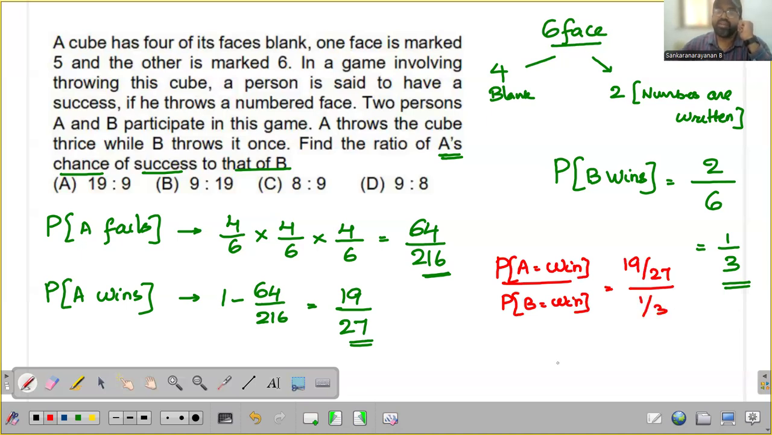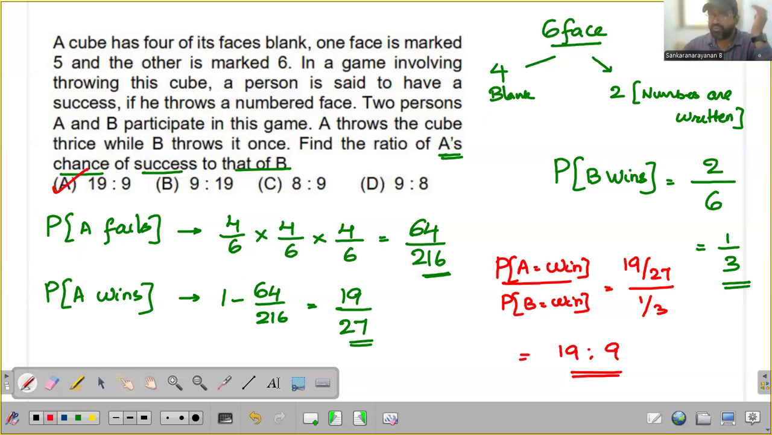Upon further simplification, this results in 19 by 27, and 3 will get cancelled off, 9 times it will go. So 19 by 9 you will get. This is 19 is to 9, as you can see. Looking at the options, option A reads 19 is to 9. That is my choice here.